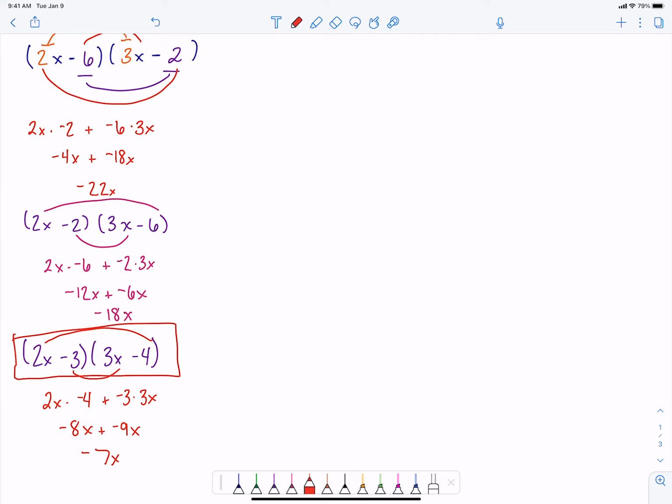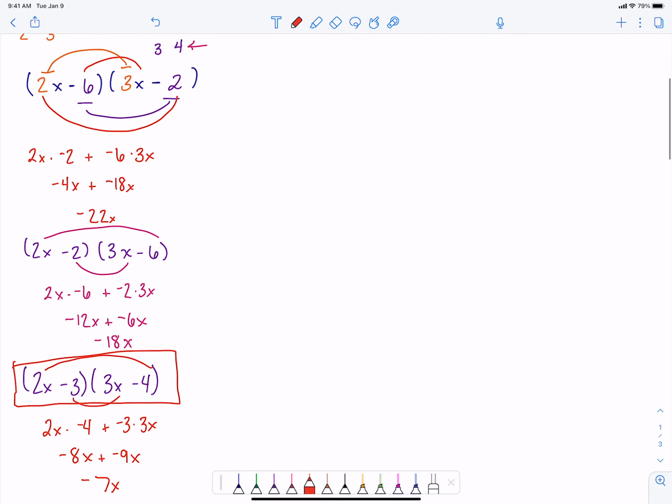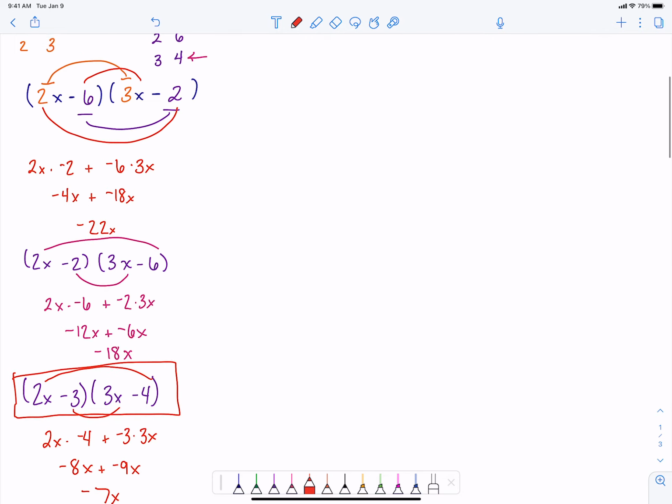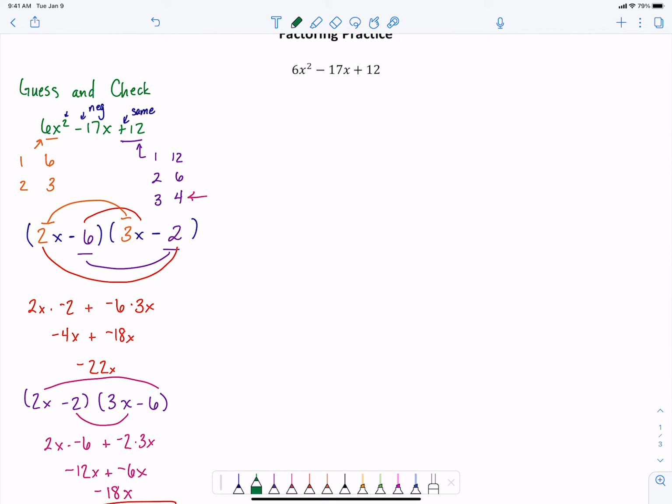So I found it on the third try, which is pretty good. We also have the option to do that factoring by grouping, so I can show you that as well. So grouping is where we take our quadratic.